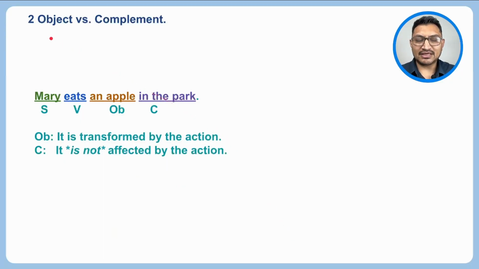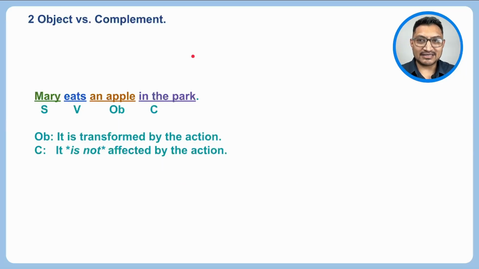So let's understand the difference between the object versus the complement. In the sentence, Mary eats an apple in the park, the object is transformed by the action. In this case, the apple goes from being a fruit to becoming energy, whereas the complement is not affected by the action. You eat the apple, but nothing happens to the park.